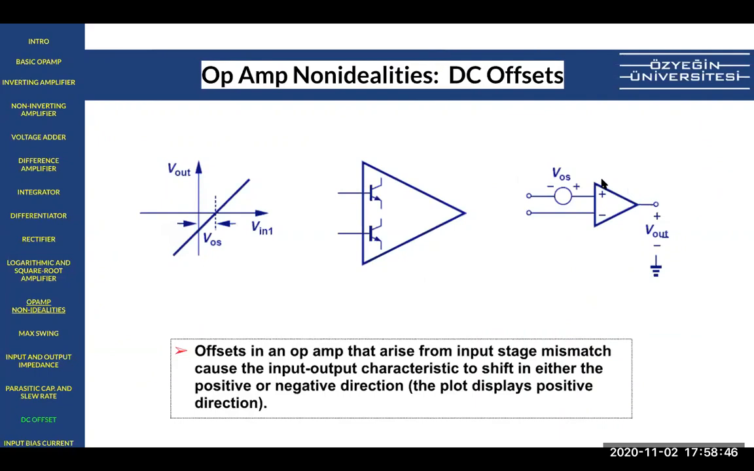Even if you don't apply any signal to the op-amp, even if you ground this, there is still some kind of a voltage there, and that's called offset voltage. These offsets usually arise from the input stage mismatch. And that means these mismatches basically create non-idealities. Even if you don't have any input voltage, you get to see a voltage at the output of the op-amp. It happens due to these transistors. There are mismatches and there are unwanted variations that cause this voltage.